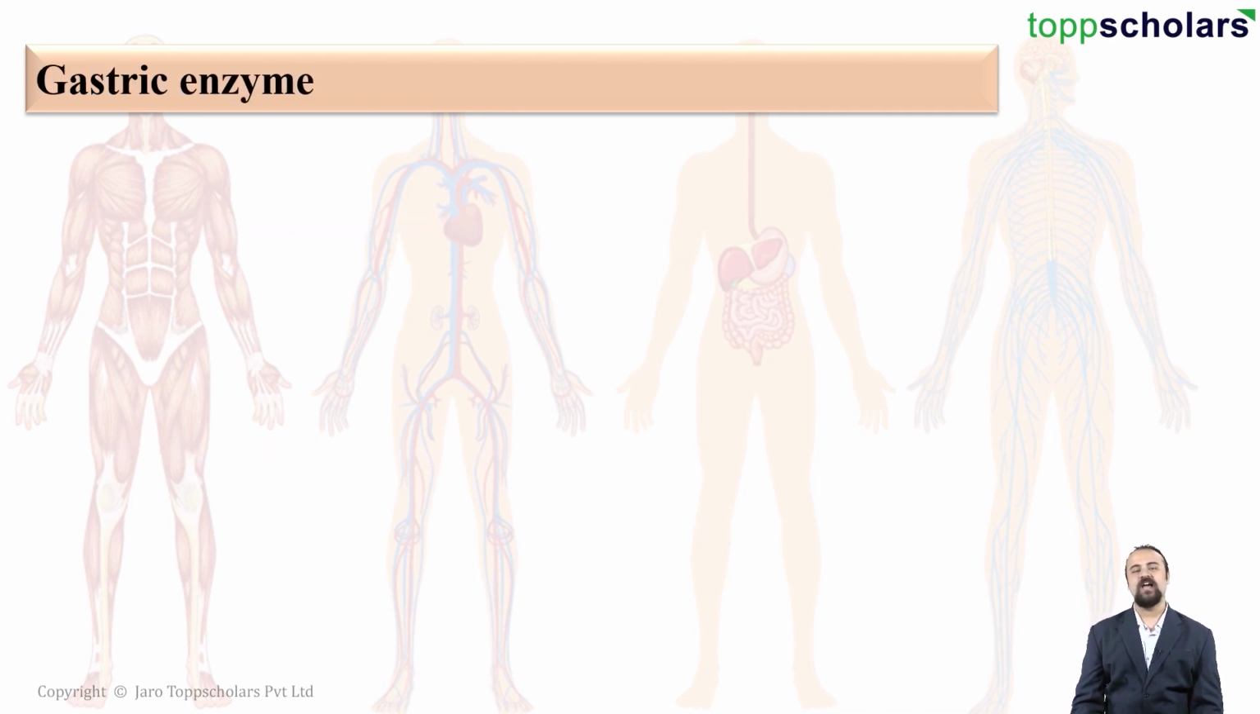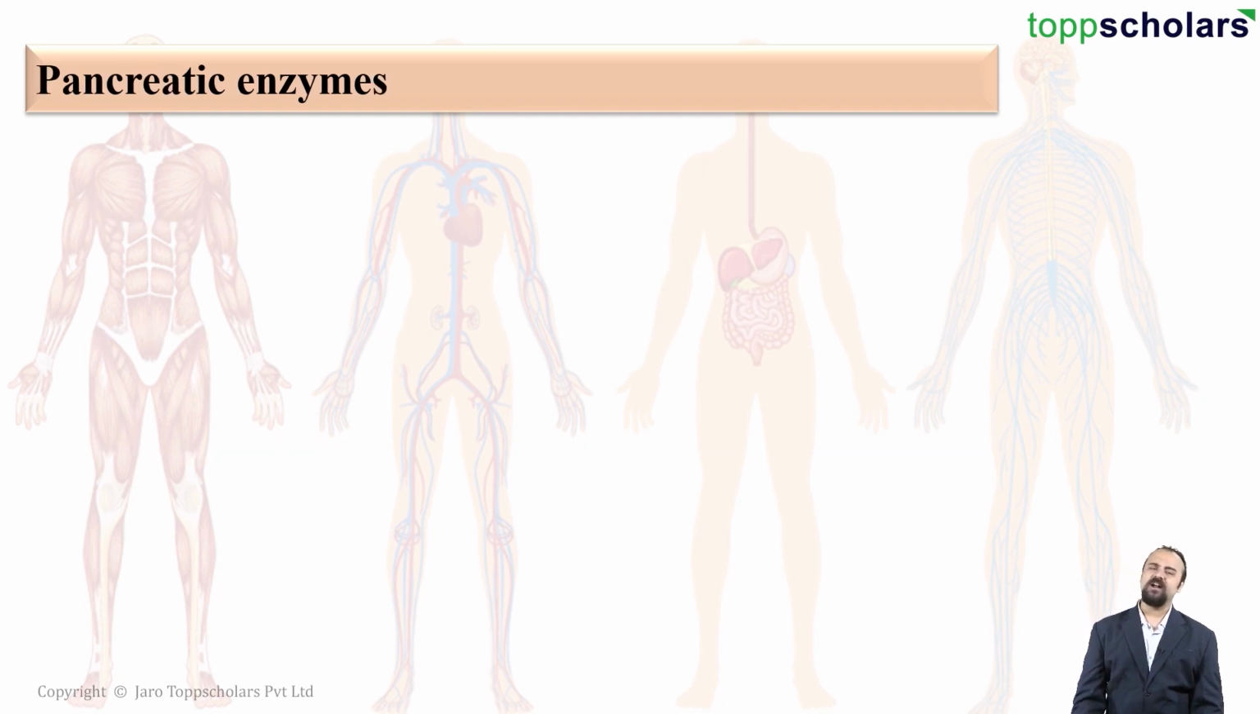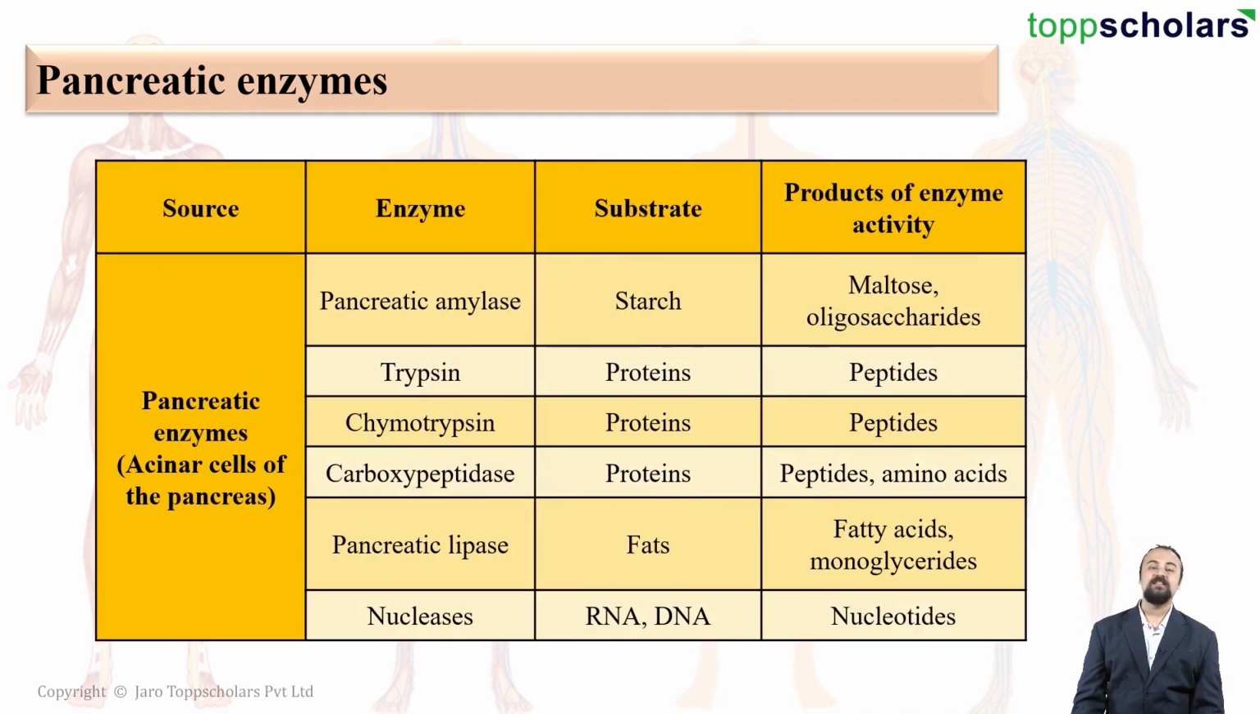Next students, we have the gastric enzyme. The example is pepsin. Students, for pepsin, the substrate are proteins, and the proteins are broken down by pepsin into peptides. Moving on students, now let us take a look at the various pancreatic enzymes, their substrates and their products.